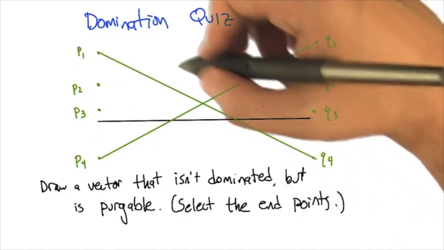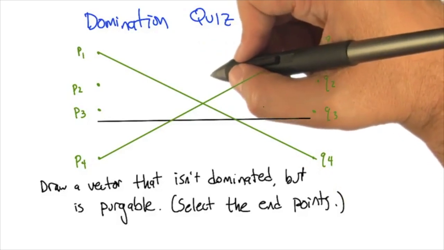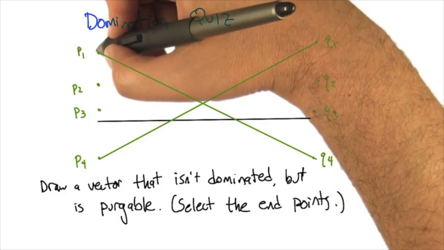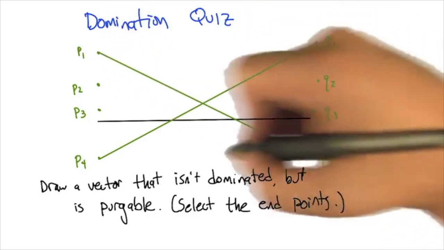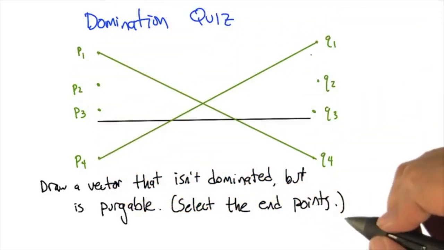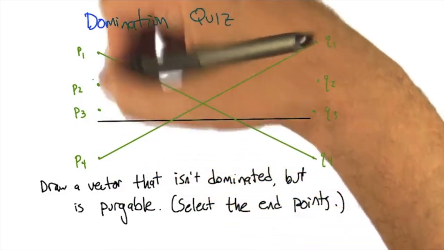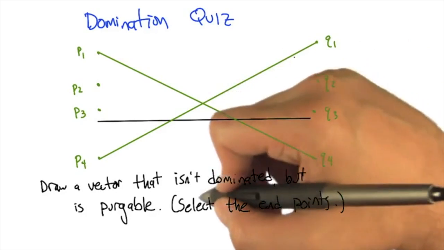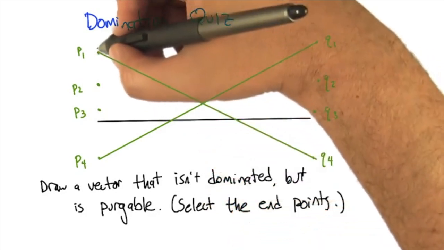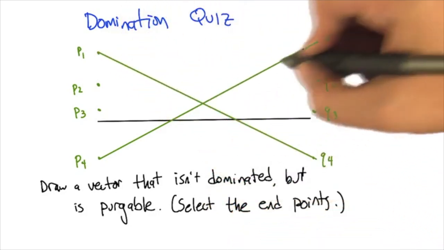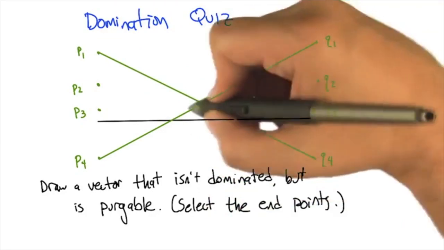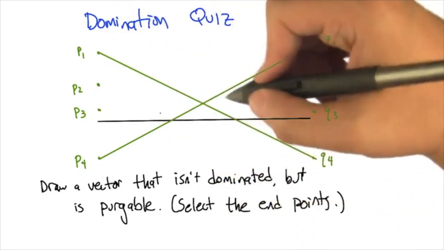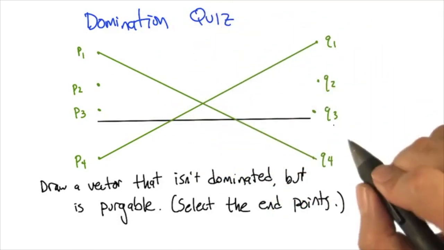Okay. All right, so what we've got now is a piecewise linear convex function, represented in this case by a vector that goes from P1 to Q4 and P4 to Q1. And now what I'd like you to do is add a vector to this set that has 2 properties. One, it is purgeable in the sense that it actually isn't above the maximum at any point, but it isn't dominated. There isn't one or the other of these vectors isn't greater than or equal to it everywhere.